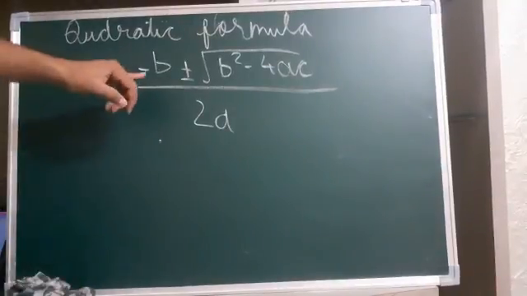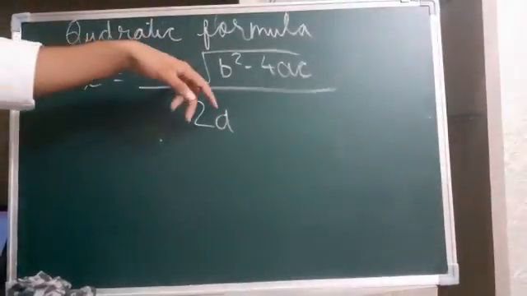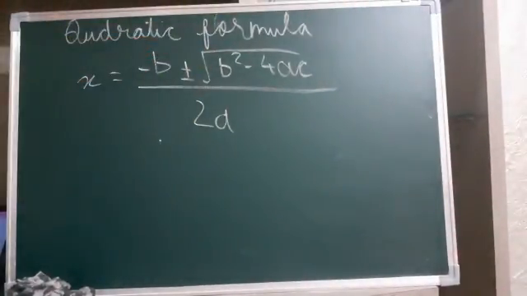In the first root, we put minus here and calculate the value. In the second root, we put plus here and calculate the value.